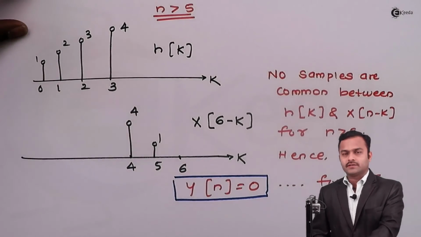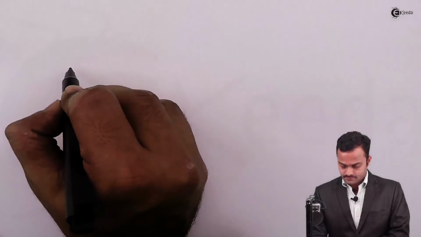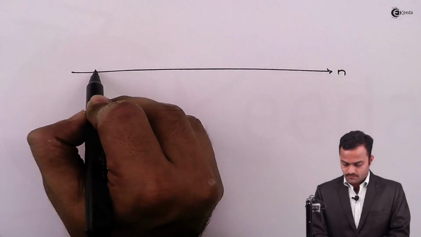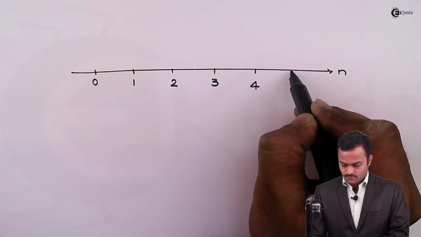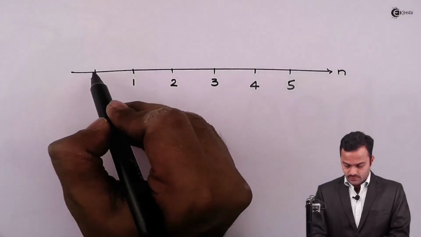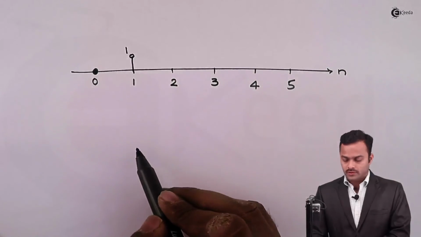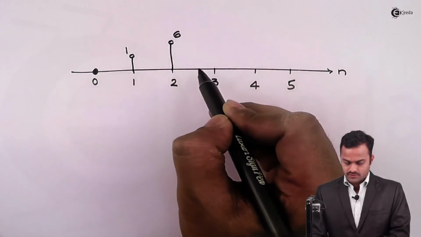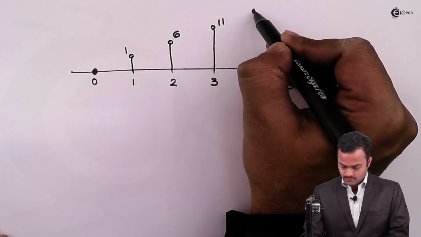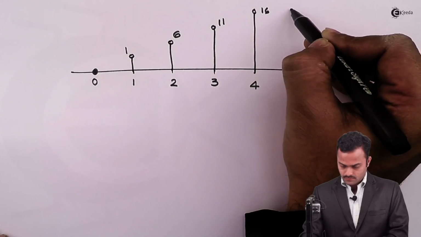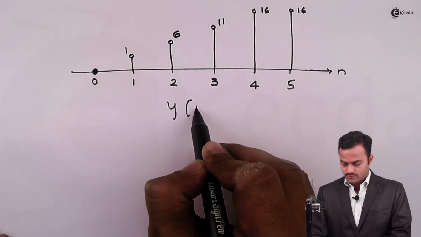Now in the end, suppose we need to plot this signal, how the signal will look like. So the signal that we obtain we will plot. So the plot of signal will look like this. For n equal to 0, it is having the value 0. For n equal to 1, it is 1. For n equal to 2, it is 6. For 3, it is 11. For n equal to 4 and 5, it is 16. And 6 onwards, it is 0. So you will get y of n like this.